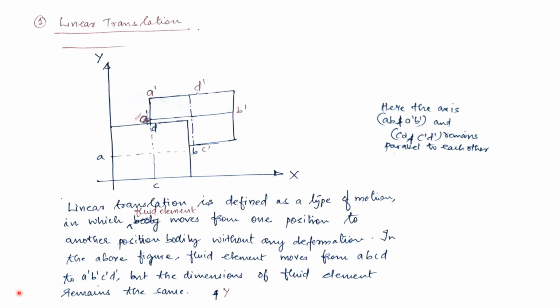Linear translation is you take your x, y and z coordinates. Linear translation is defined as a type of motion in which the fluid element moves from one position to another position bodily without any deformation. In the above figure, the fluid element moves from A, B, C, D to A dash, B dash, C dash and D dash, but the dimensions of the fluid element remain the same.